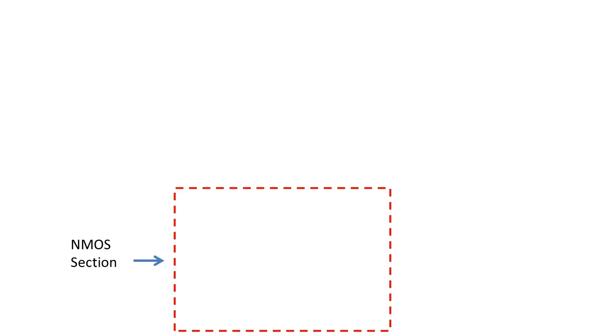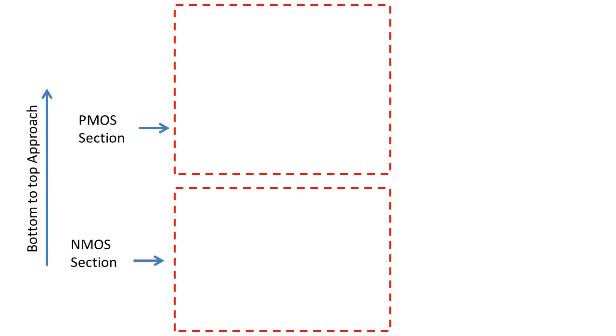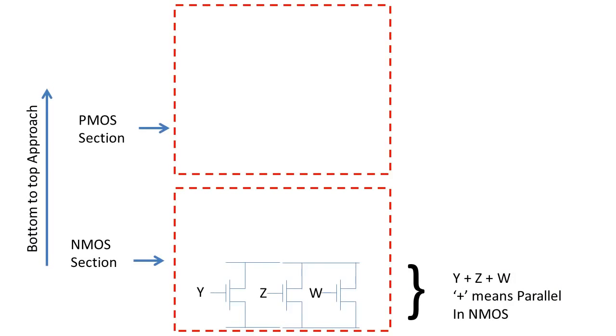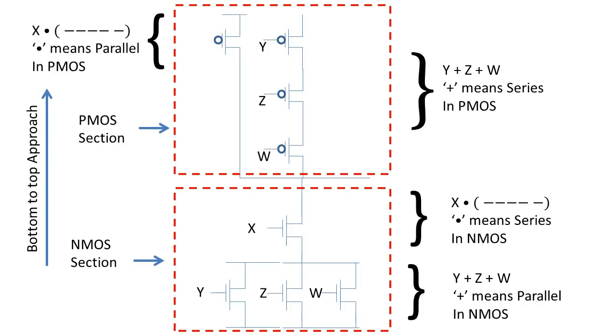We now begin with drawing the schematic diagram for the given expression. As a rule of thumb, I always draw the NMOS section first, followed by the PMOS section in a bottom to top approach. As in the expression, y, z and w are implemented by a plus function, I connect them in parallel. However, x is implemented by a dot function, so I connect x in series with y, z and w. In the PMOS section, actions are reversed. We see that y, z and w in the PMOS section are connected in series, whereas x is connected in parallel. Make sure that after drawing, you label the transistors, the VDD connection, the Vout and the ground.